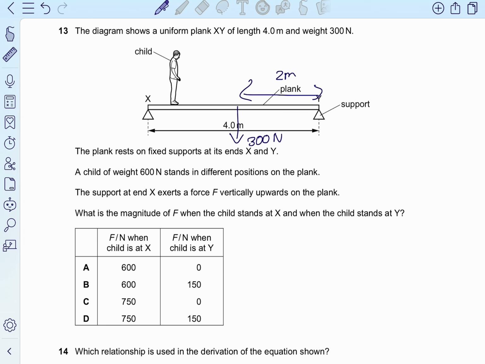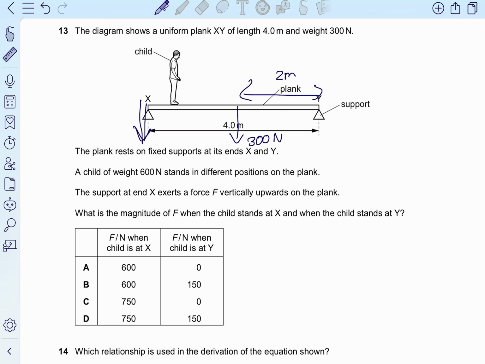The support at end X exerts a force F vertically upwards on the plank. What is the magnitude of the force F when a child stands at X and when a child stands at Y? So basically, when a child stands at X, he will be over here, exerting a downward force, right? So his force downward is 600 newtons.